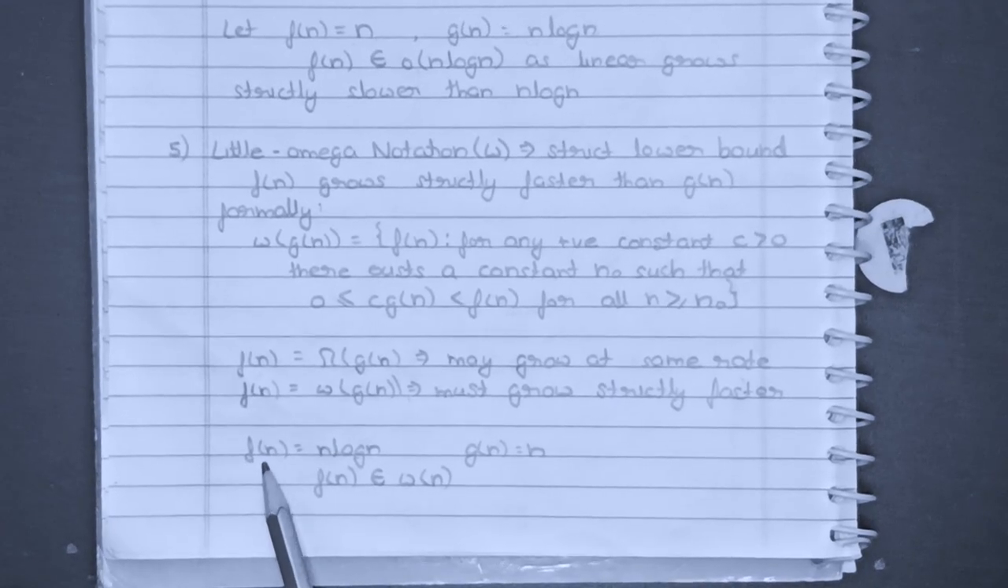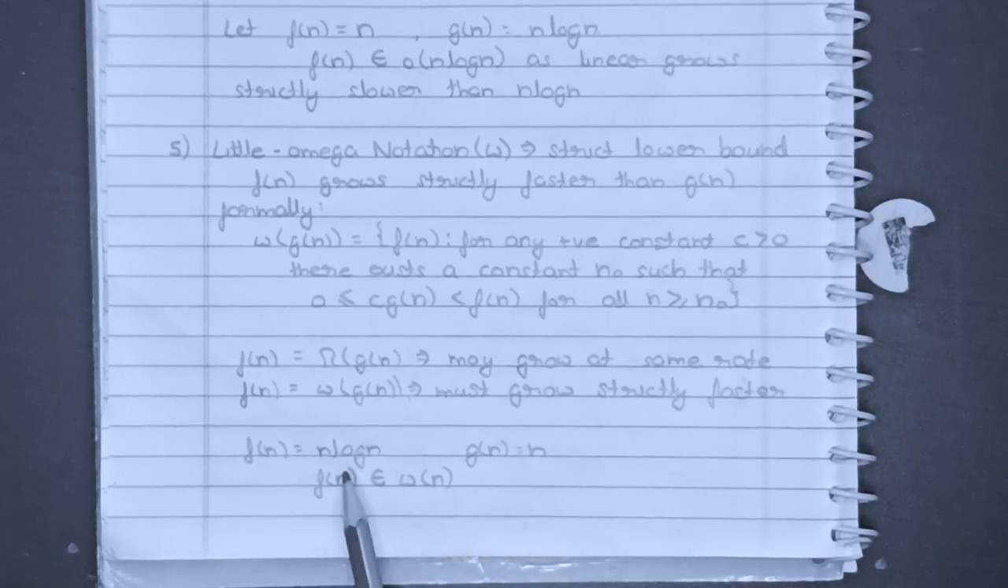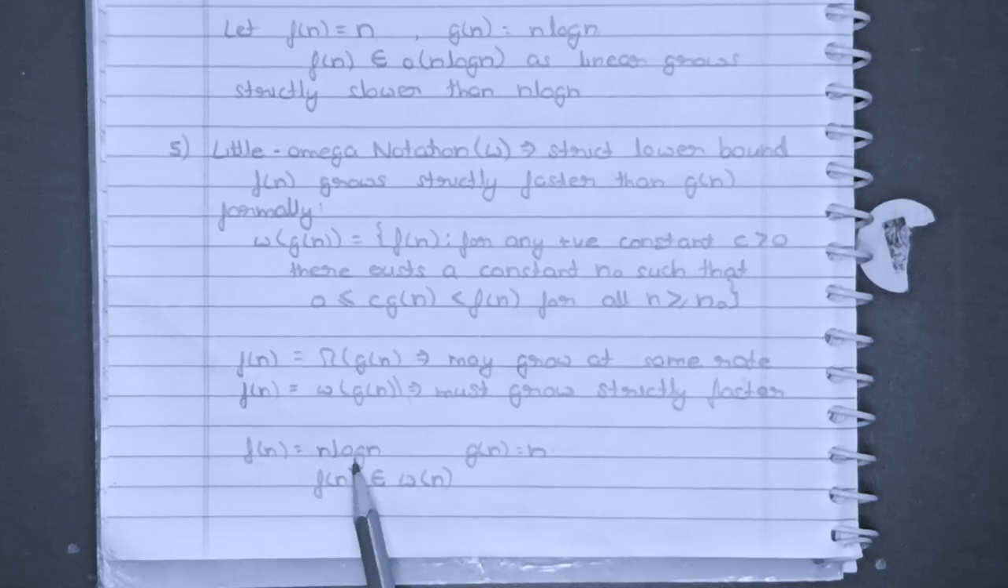So let's take an example. f(n) equal to n log n, g(n) equal to n. Now f(n) can be represented as little omega of n, because n log n will always be greater than n.